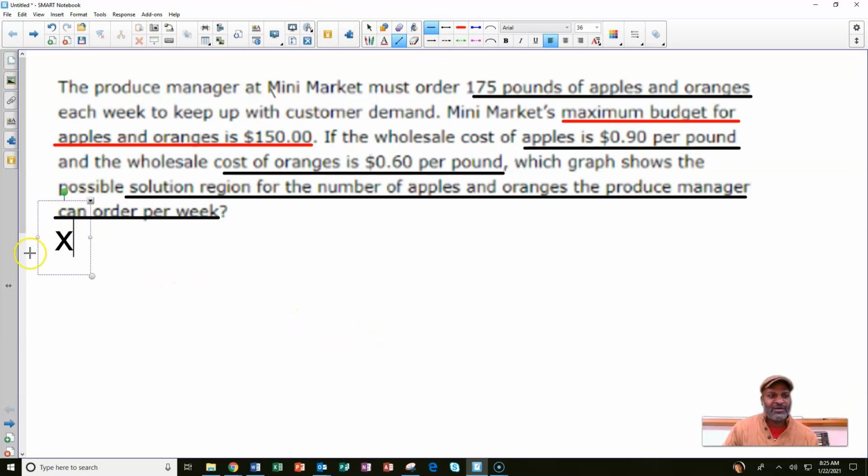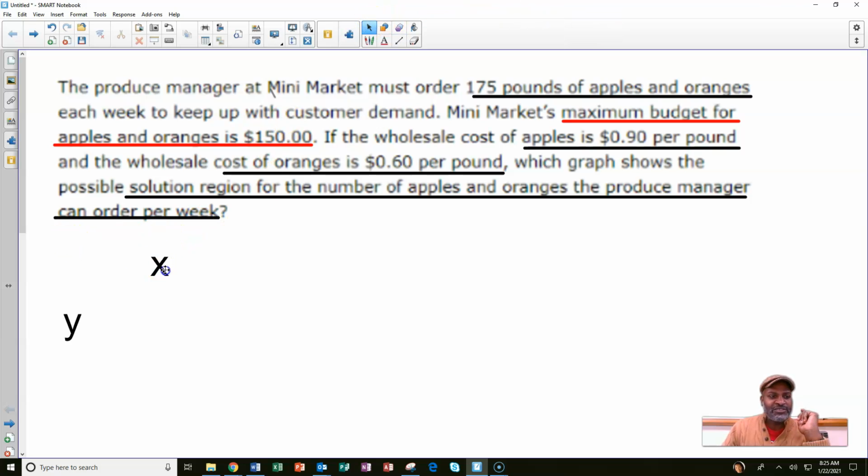X is the number of pounds of apples. Do we know how many oranges? No. So we'll call that Y. How many apples and oranges does he need to order? He needs X plus Y, and he needs that to be 175.